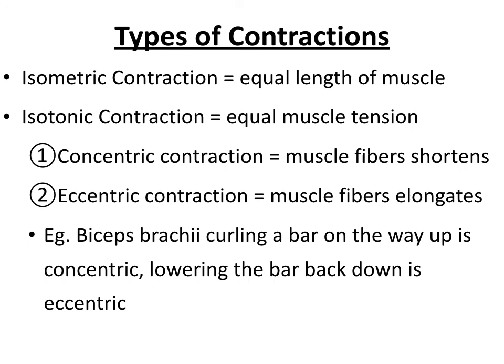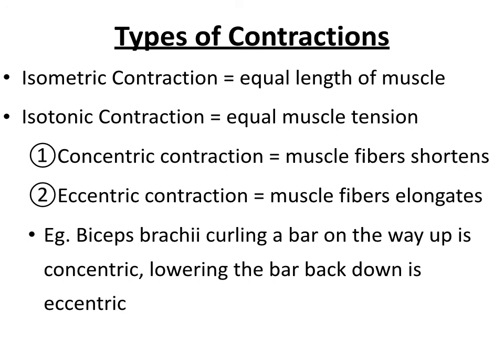Flexing, extending. I'm changing the length of my muscle fibers, but I'm not changing the amount of tension. So that would be an example of isotonic, not isometric. Can you do both isometric and isotonic? Yes. Can you do neither? Yes. You can have any kind of combination.